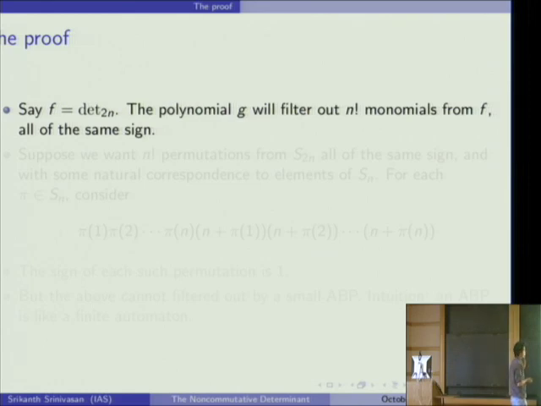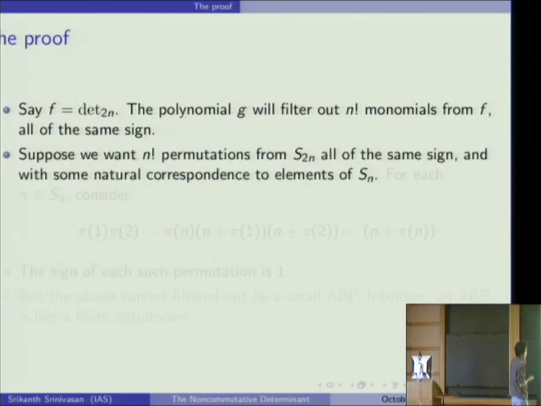The sign has disappeared. So what we are going to do is actually work with a slightly bigger determinant. We are going to start with f being the determinant of a 2n by 2n matrix. This will have (2n)! monomials. The polynomial g is going to filter out n! monomials from f, all of the same sign. And then it will almost very naturally start looking like the permanent.